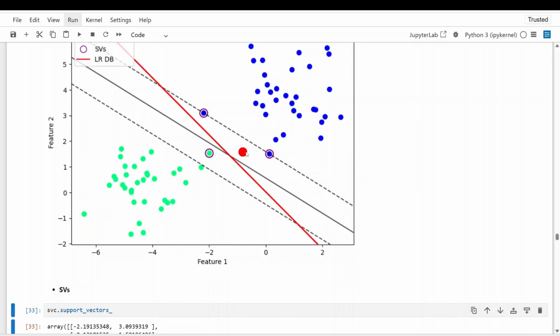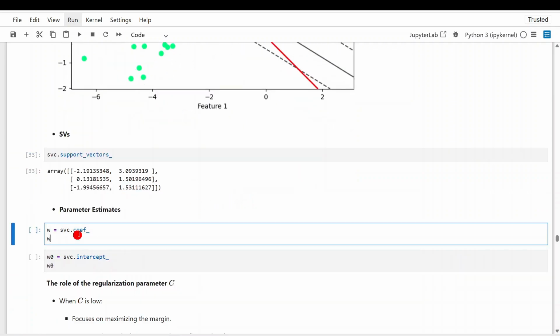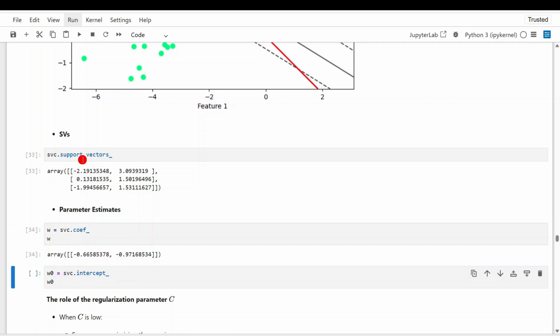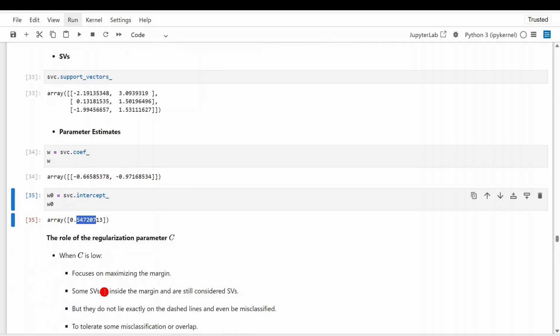So here, support vectors are nothing but points that are misclassified or points that are closest to the decision boundary. But those points that are not misclassified, or those points that are far from the decision boundary, are not support vectors, and they do not have any contribution in estimating the decision boundary of the support vector classifier. We can also look at the parameter estimates if we are interested. The weights associated with the two covariates are this one, and the bias is also this one.